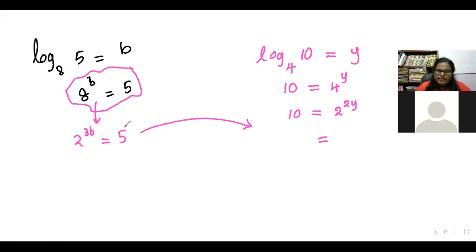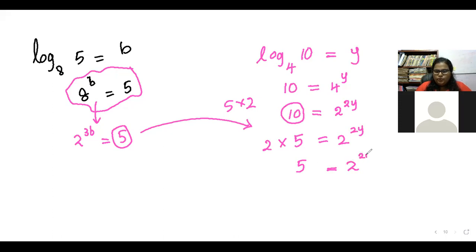So you can see there is a 5, value 5, and there is 10 here. So when you divide this one by 5, right? So you know that 10 is 5 into 2. So we can write this one as 5 into 2 equals 2 to the power 2y, right? So when you are dividing this one by 2, we can write this one as 2 to the power 2y minus 1, right? Here, we have in left hand side 2y and we divide this one by 2.